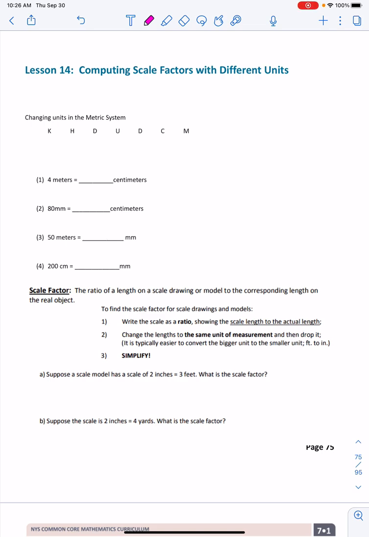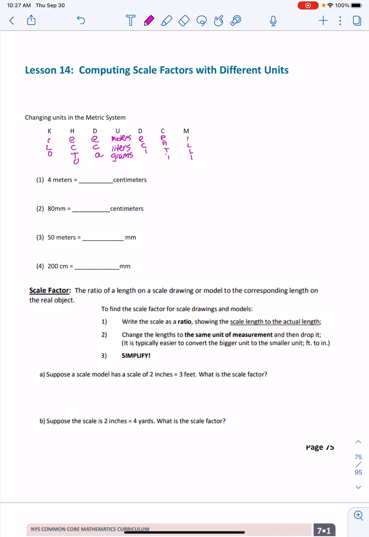All right. We are going to compute scale factors with different units. First thing we have to do is change units into the metric system. So we have kilo, hecto, deca. Our units are meters, liters, and grams. We also have deci, centi, and milli.